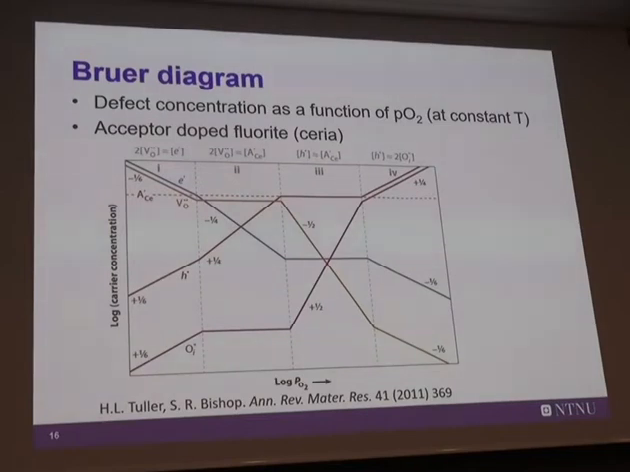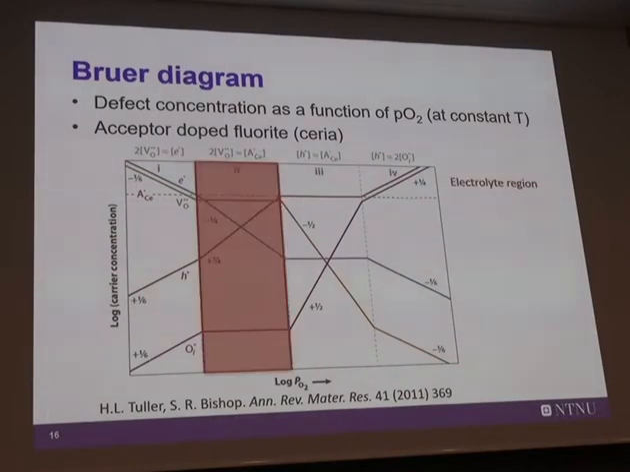In this window here, you see that there are only two point defects which are dominating. All of them are present, but the concentrations are low except for two of them. That is the acceptor dopant and the oxygen vacancy. And you see that because of the charge, the concentration of the oxygen vacancies is half the concentration of the acceptor dopant. And here we really are in a good situation for one specific purpose, and that's to have a high ionic conductivity. So this is the window of the electrolyte.